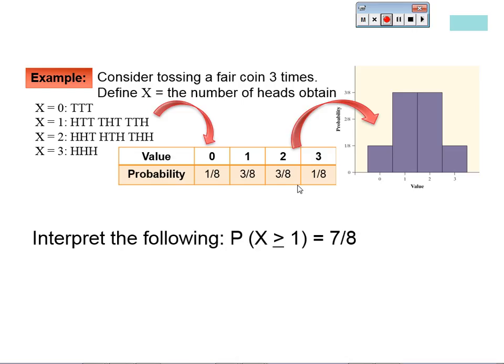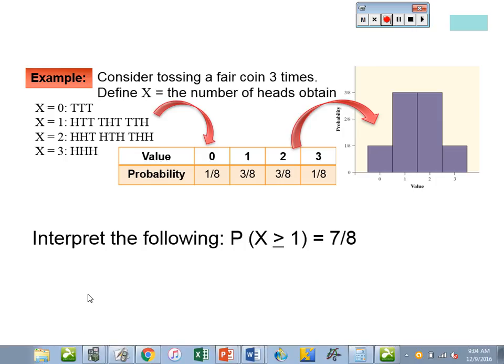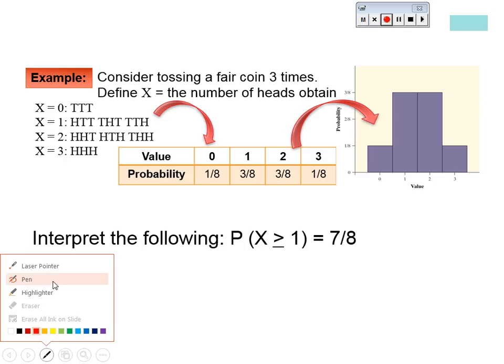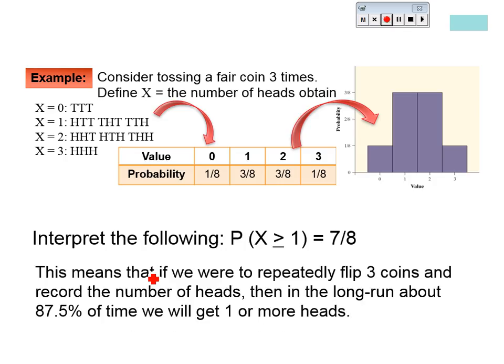So the histogram that's involved with this is a good way of displaying the shape of the distribution here. You have a graph that appears to be roughly symmetric. As far as interpretations go, if we're looking at how to interpret the following, we would say that the probability that x is greater than or equal to 1 equals 7/8.